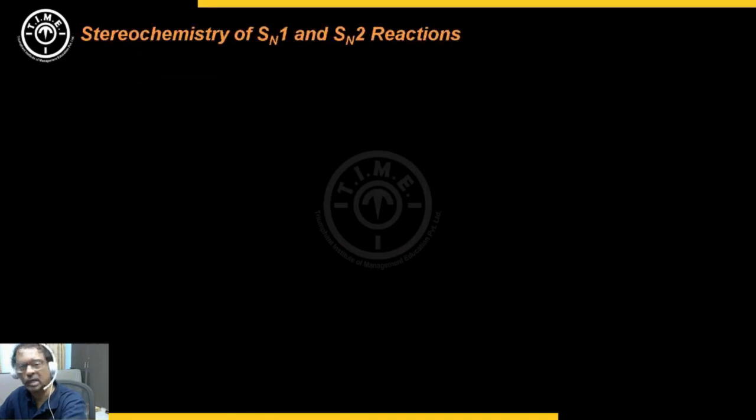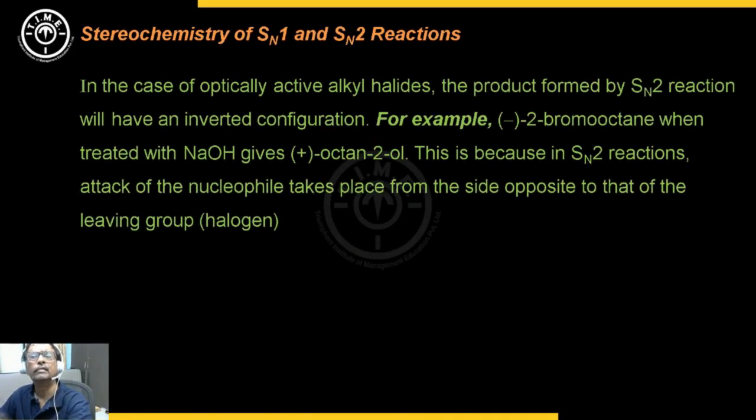Now, before we do that, we have some time to spend on the stereochemistry of SN1 and SN2, which you have already seen. So it's only for the sake of completion. For an SN2 reaction, there is an inversion of configuration. So if you have a 2-bromo-octane undergoing an SN2 reaction, we get octane-2-ol.